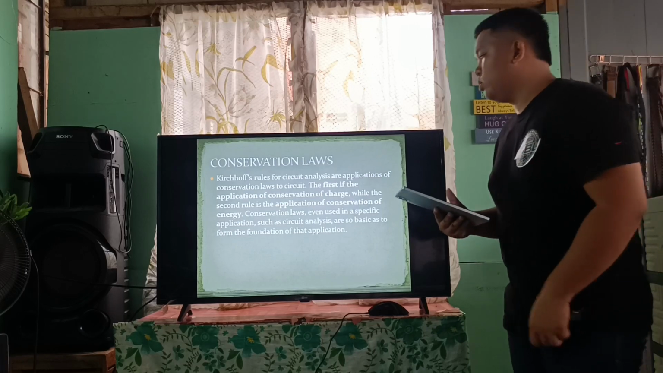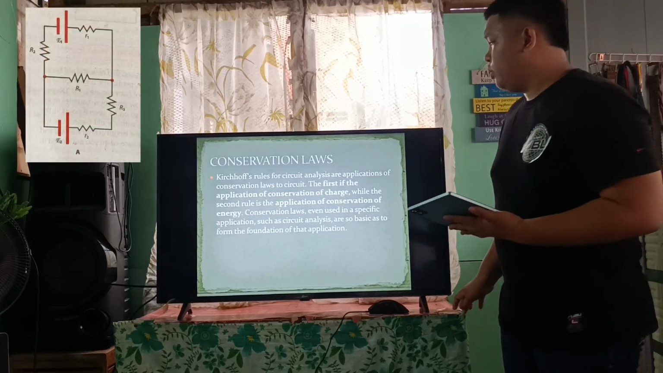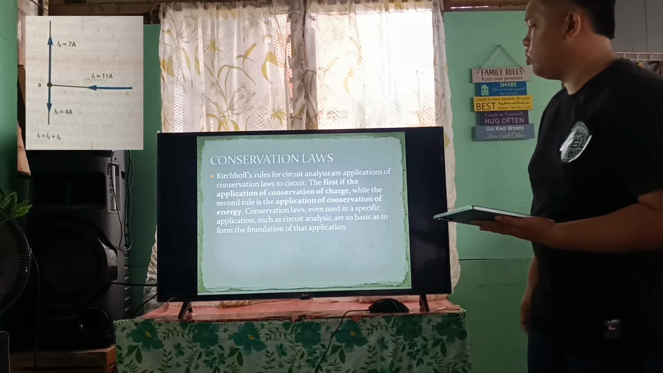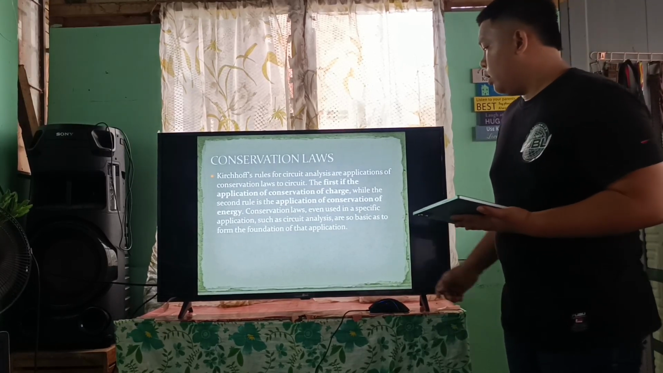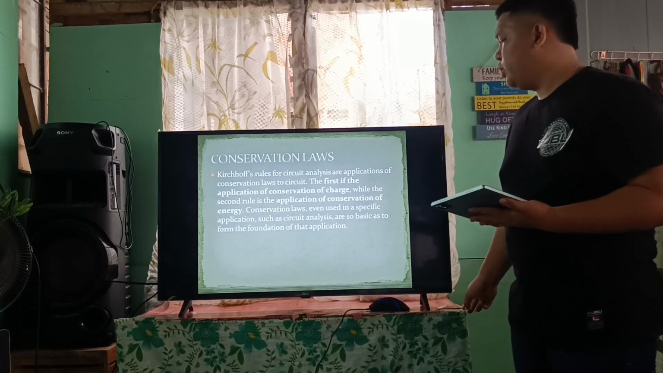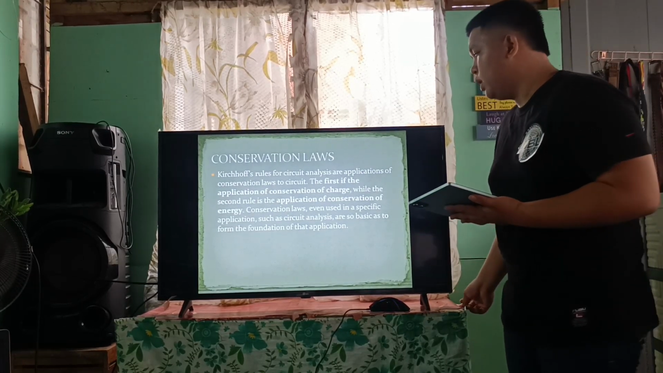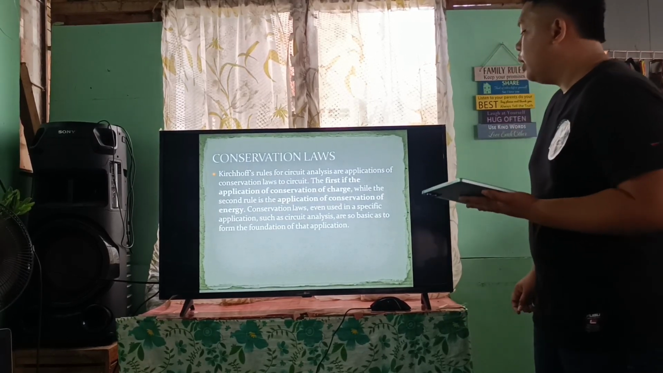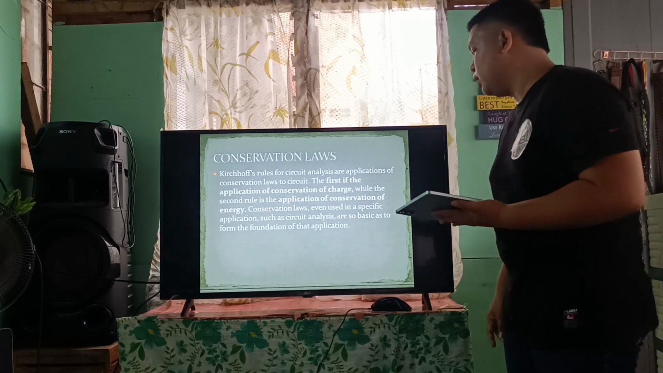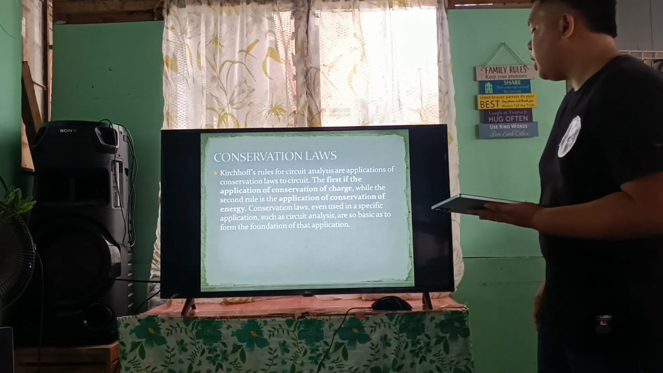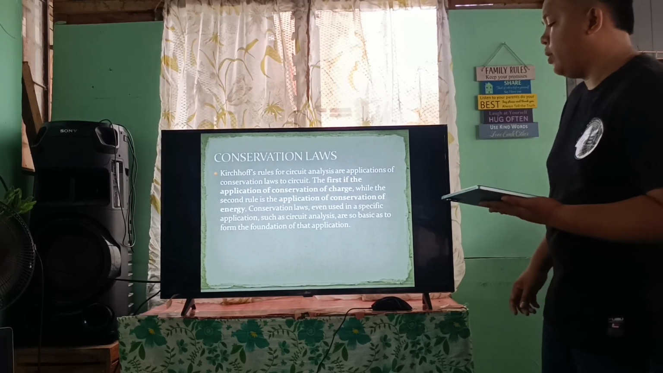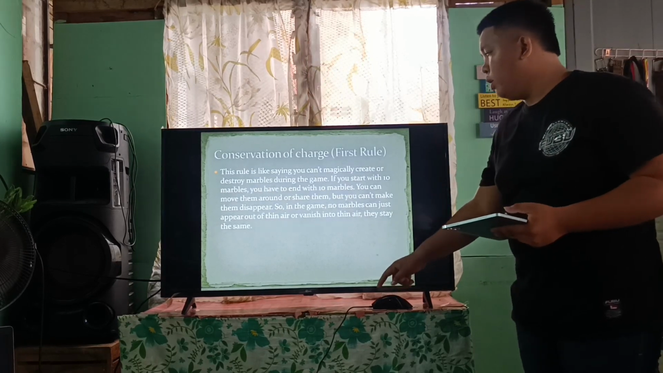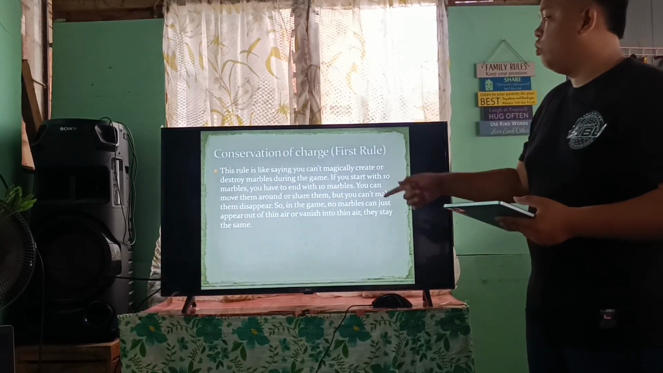Next, conservation laws. Kirchhoff's rules for circuit analysis are applications of conservation laws to circuits. The first is the application of conservation of charge, while the second rule is the application of conservation of energy. Conservation laws, even when used in a specific application such as circuit analysis, are so basic as to form the foundation of that application. I'm going to be defining the two rules.